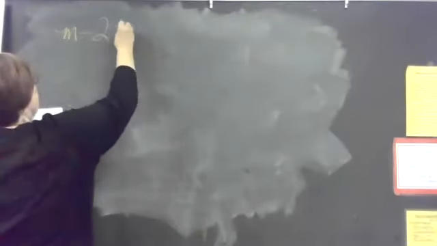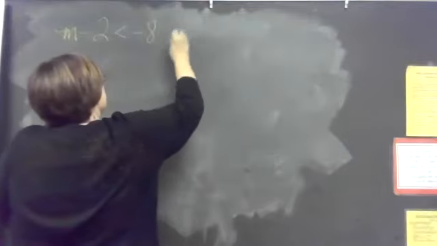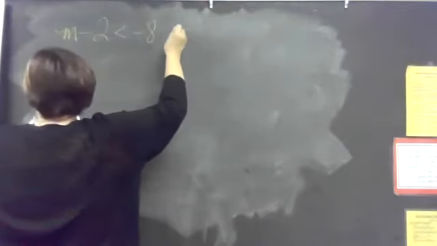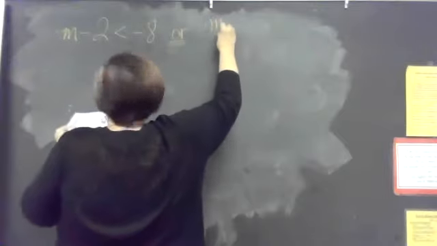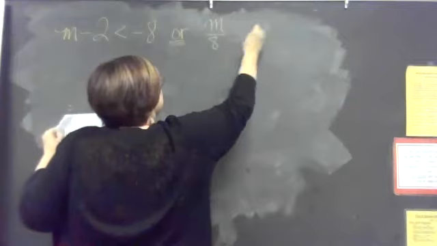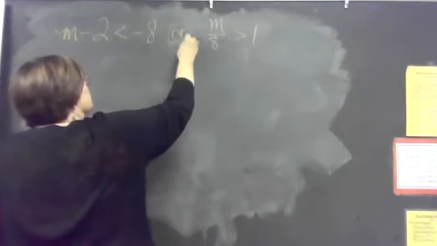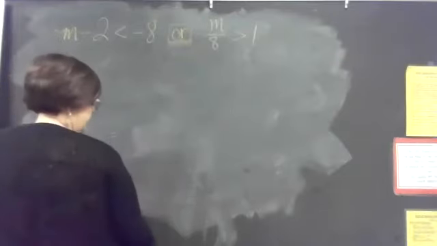This is number 1 on your compound inequalities. It says m minus 2 is less than -8, or, pay attention, or m over 8 is greater than 1. And the or you can keep in the back of your mind that when we graph, it's going to be graphing everything.